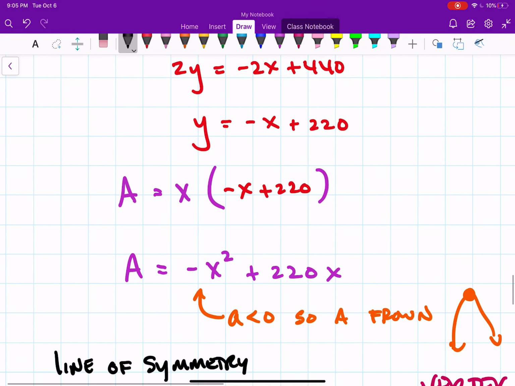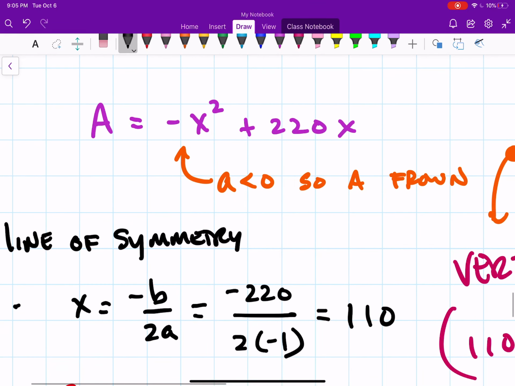So I need to go substitution and solve for y and plug it into my area function. Once I plug it in, I see a quadratic equation, right? I see that my a is negative, so therefore it's a frown. They're not going to minimize the area because that wouldn't make sense. Why buy 440 yards of fencing if you're going to minimize the area? Because then minimizing would be 0, right? So with area, you're going to try to maximize it, because if you only have so much fencing, you got to make as big of an area as you can.